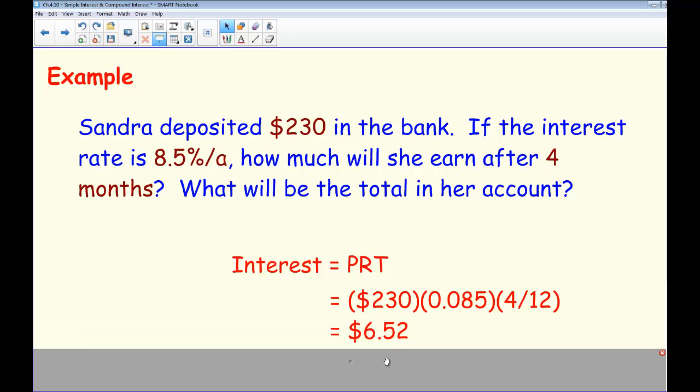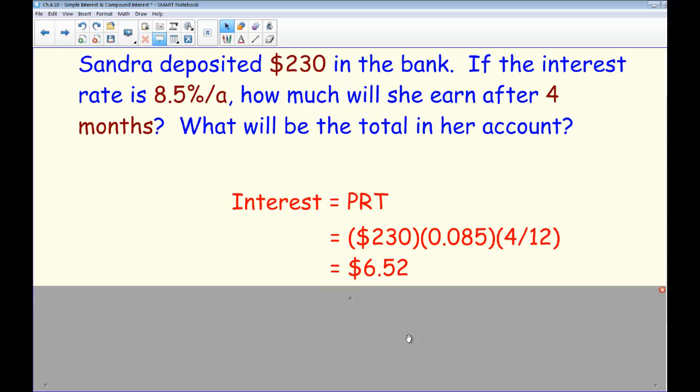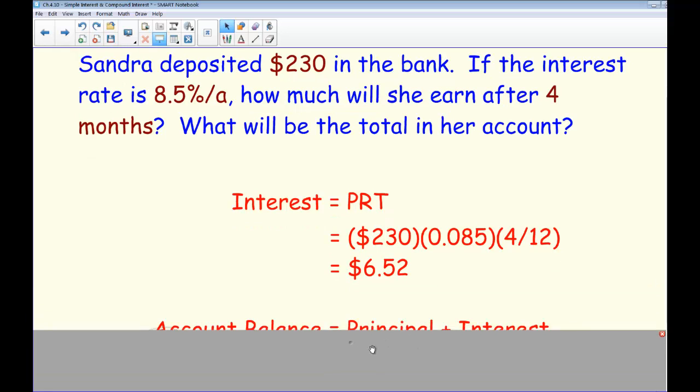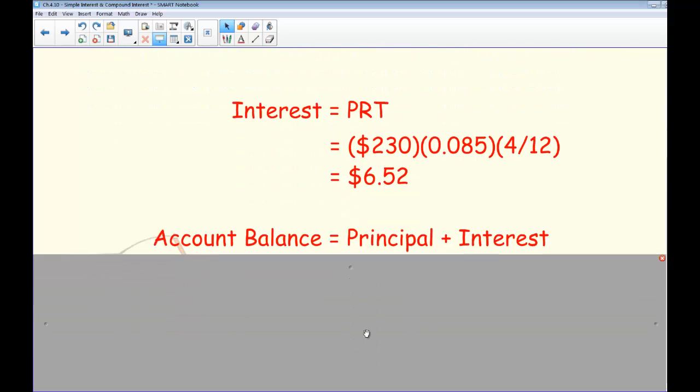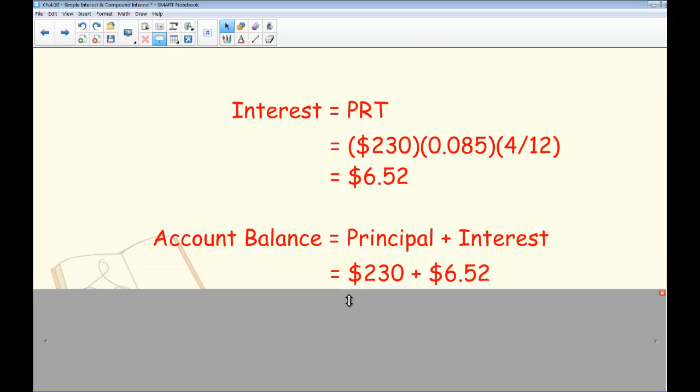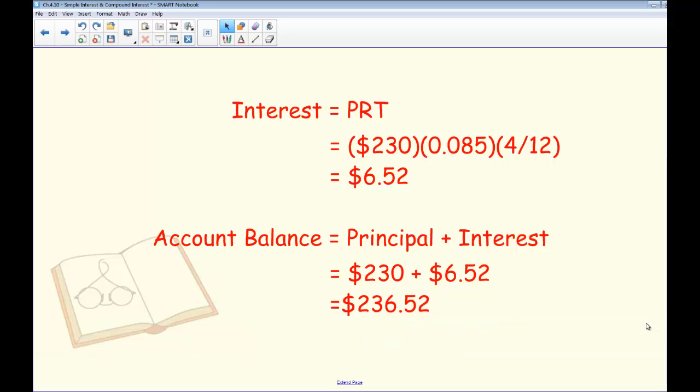So when we calculate that, Sandra earns $6.52 in interest. So the total in her bank account then at the end of 4 months will then be equal to the principal amount that she started with plus the interest that she earned. So therefore she started off with $230. She earned $6.52 in interest, so therefore the total sitting in her bank account after 4 months will be $236.52.